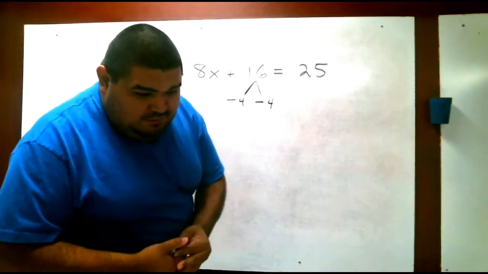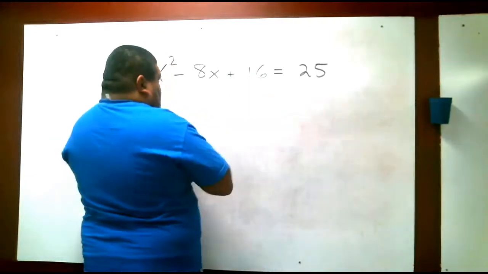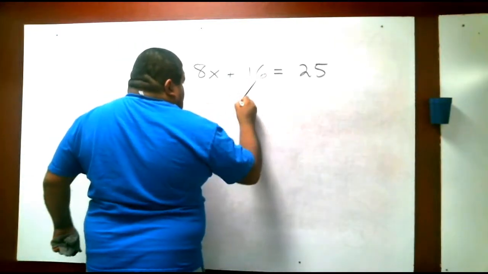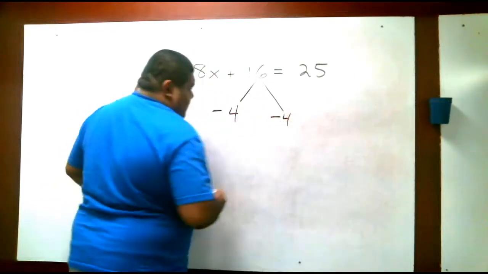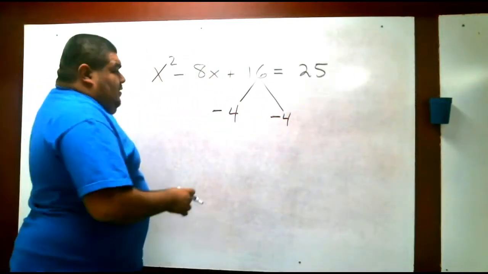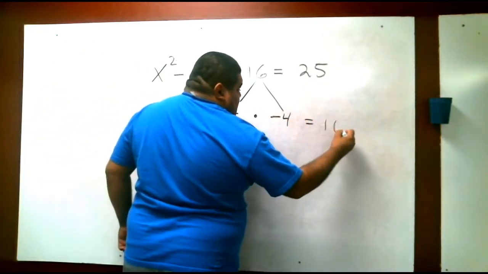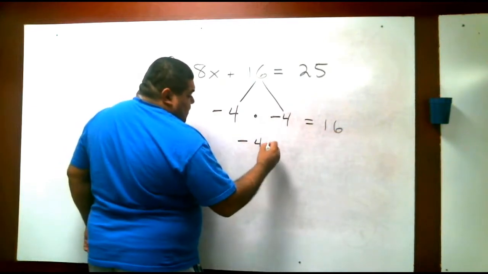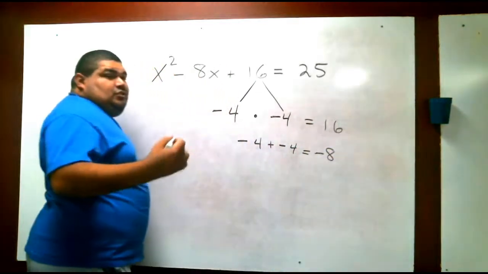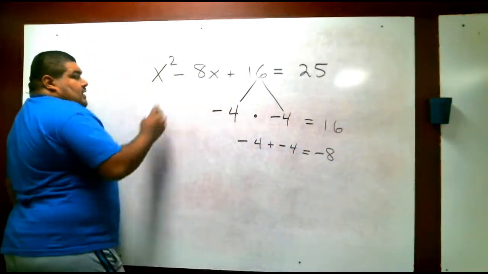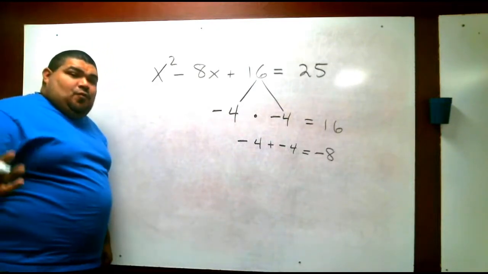Let me write them down a little bigger so you guys can see them. So we have negative 4, negative 4. When you multiply them, it equals 16. But also, negative 4 plus negative 4 equals negative 8, which is the number in the middle. We went as far as to leave it in square form.